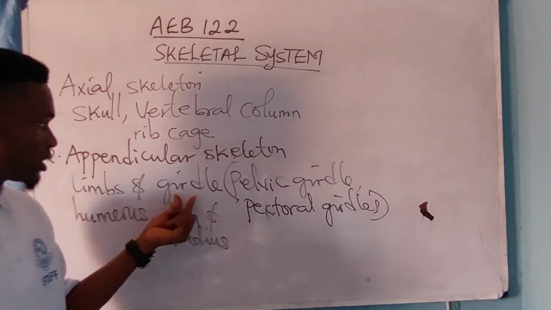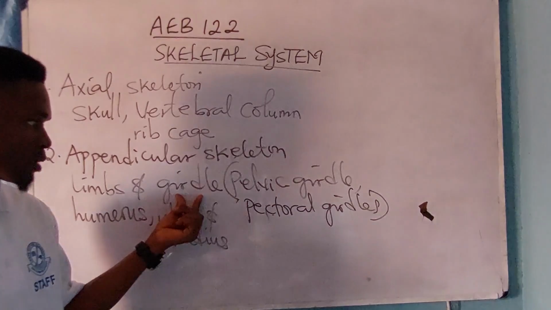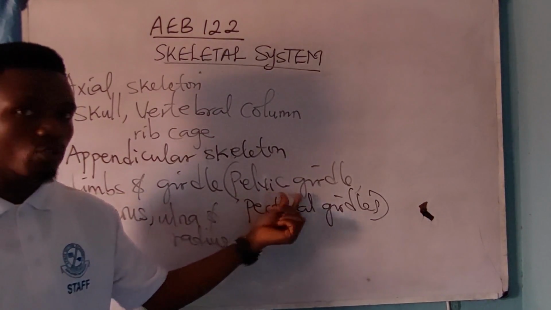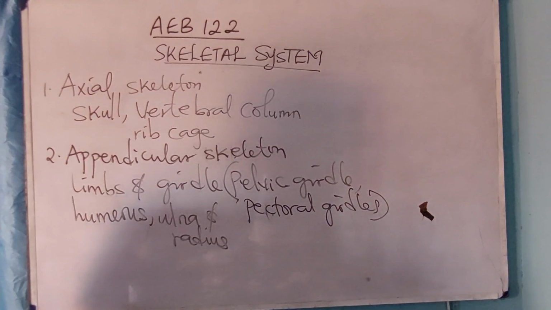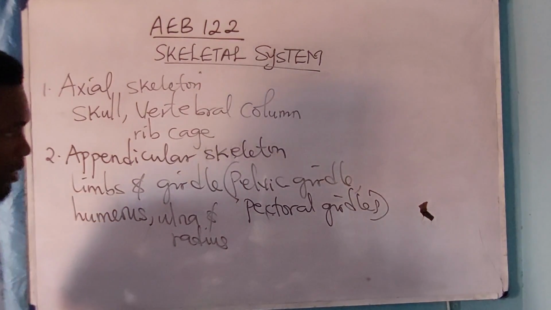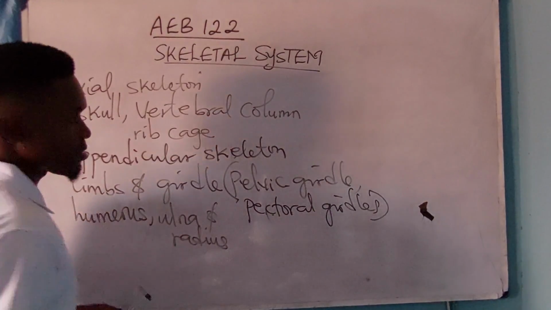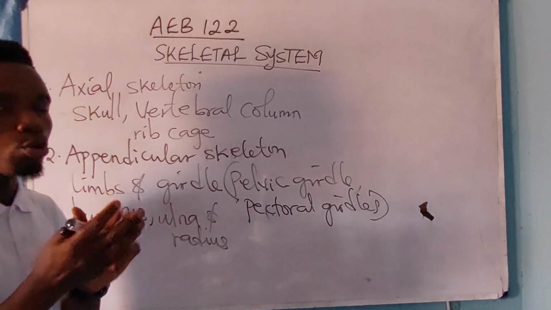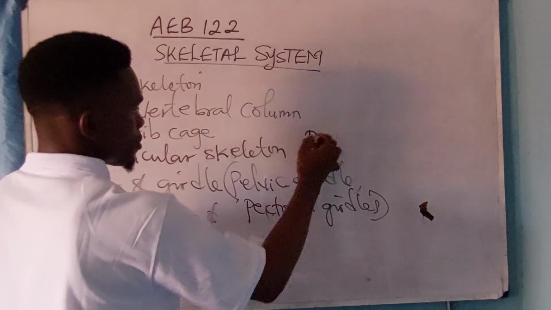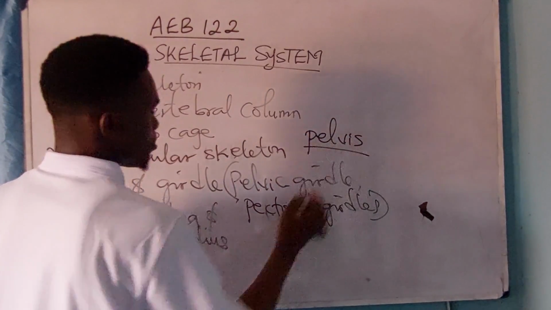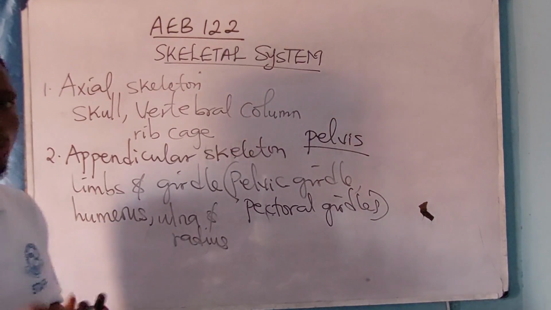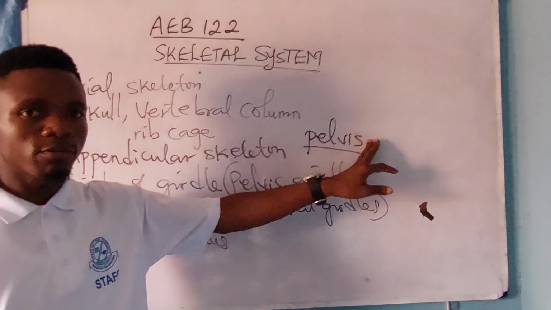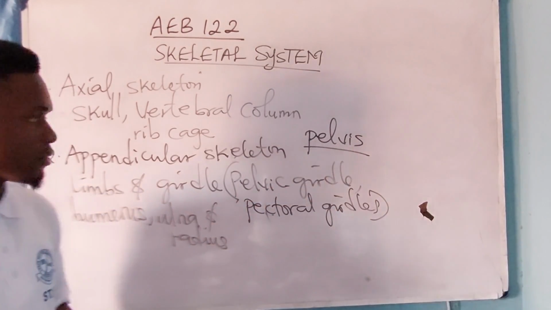Now, we have the girdle, right? We have the pectoral girdle and the pelvic girdle. The pelvic girdle has two bones that form a hollow cavity, and we call it the pelvis. Please take note of that. It is very, very important.